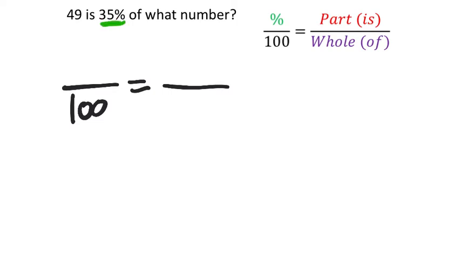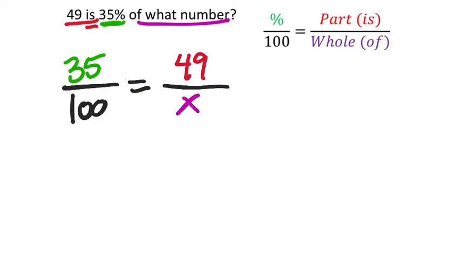And the first thing I notice on these is the percentage, because it's just so easy to see. It's 35%. Percentage always goes above 100 every time, no matter what. And then it says right here, 49 is. Remember, the key word there is, which means we're looking at a part, which means we're looking at the numerator of the fraction. It even says of what number, which means we don't actually know what that whole value is. Okay. Now, for fish method, because that's the method I'm using.